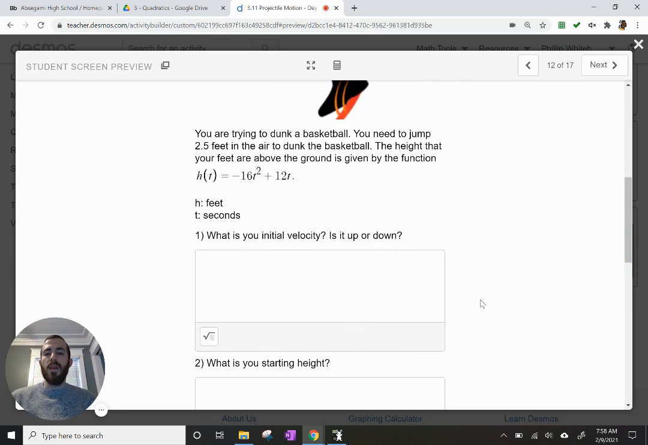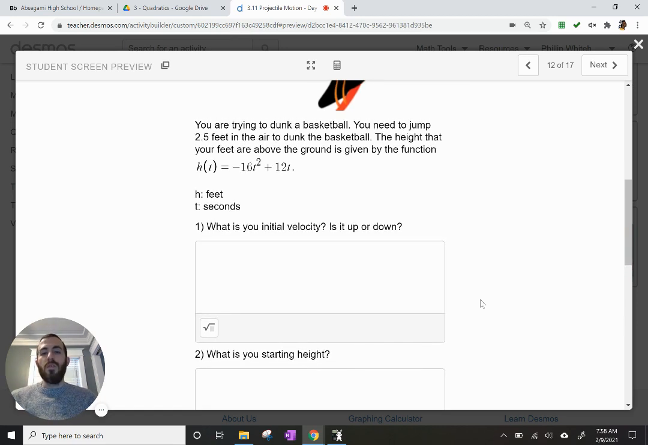So we're going to follow the same idea as we did with max revenue and as we did on the last problem. So what is your initial velocity? Remember, the initial velocity is this middle term. Because the initial velocity is positive 12, it's going to be 12 feet per second. And it's going to be going up because positive 12 is positive.